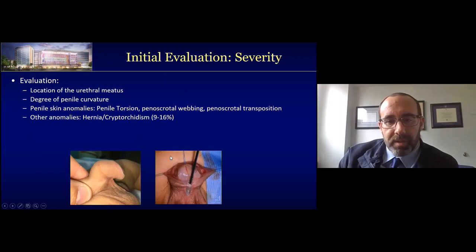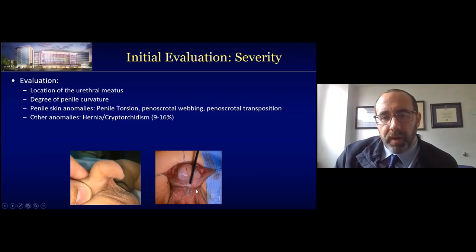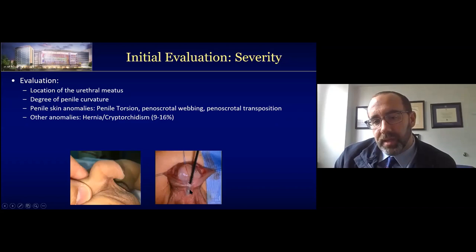The reason I put these two pictures in here at the bottom: on the left side, this patient has a decent amount of penoscrotal webbing. You don't really see the glans or the meatus here, but this boy does have hypospadias, and the penis is a little bit torqued as well. And on the right, they're trying to calibrate the urethra, and it's very thin, almost paper thin, down to the penoscrotal junction. There's a flattened glans, and the tissue on the ventral aspect of the penis is pretty abnormal.